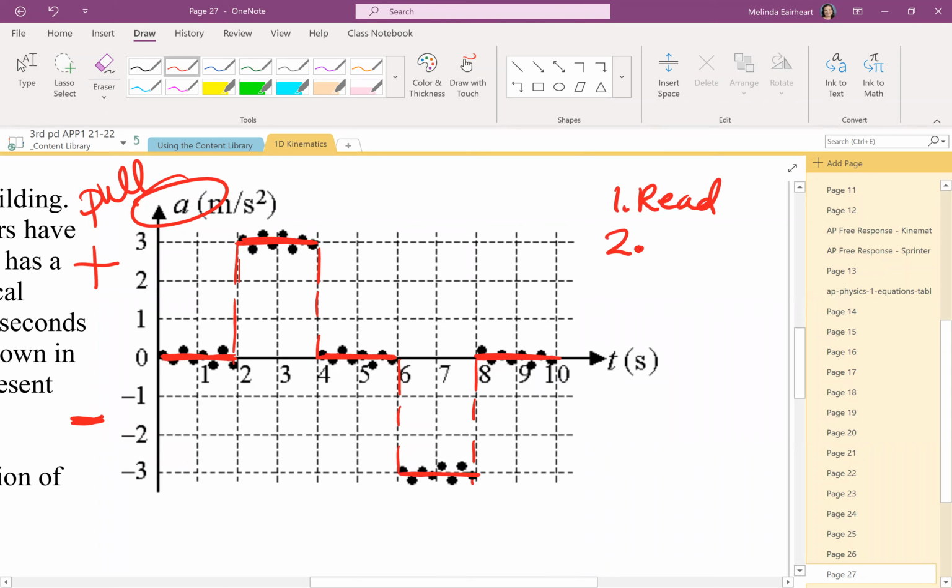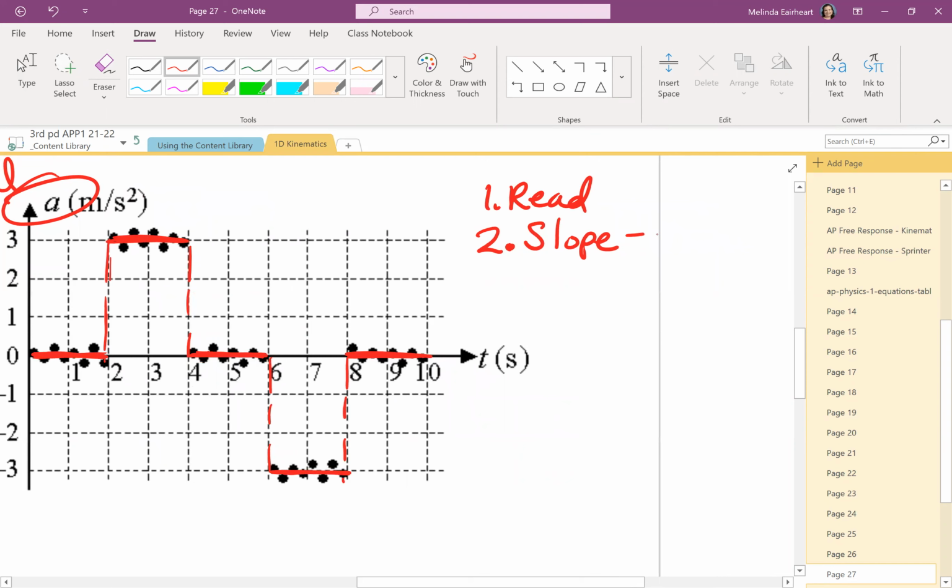Who remembers the other 2 graphical strategies for any graph? The S word, slope. What does the slope of an acceleration time graph give us? Jerk, which we don't do, okay? And so not in AP1, just FYI. So we won't be doing the slope. You would just say if it's constant or not constant.